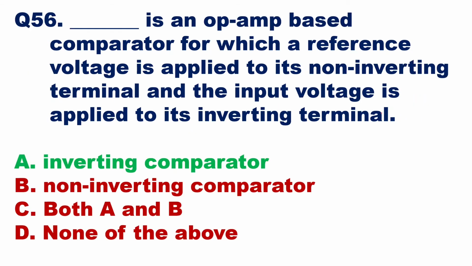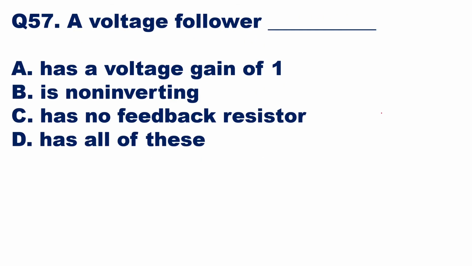So here you can see the answer, that option A is the right answer, inverting comparator. Then we'll go to the next question, question number 57. A voltage follower. Okay, now a voltage follower is a circuit which you can see it like this.